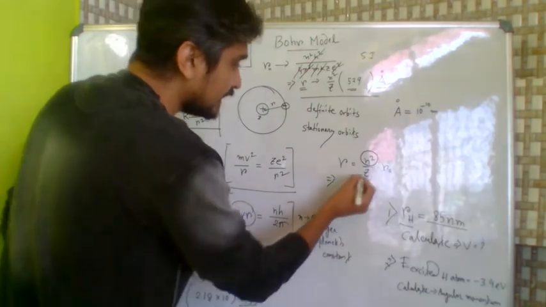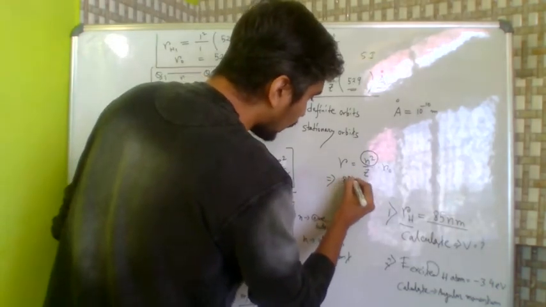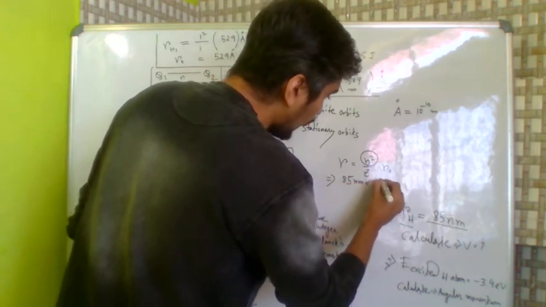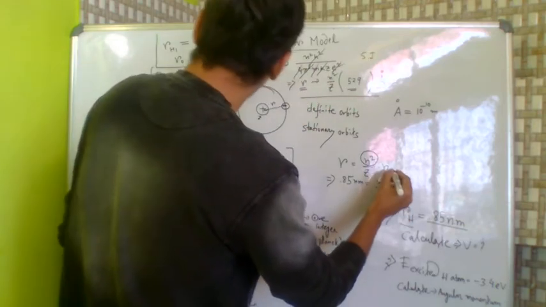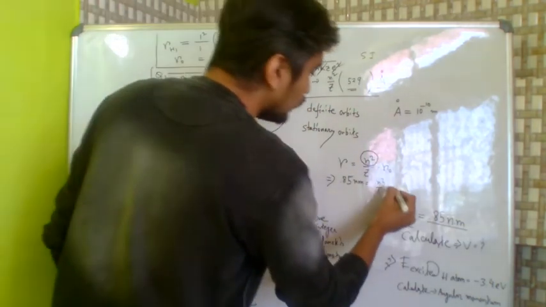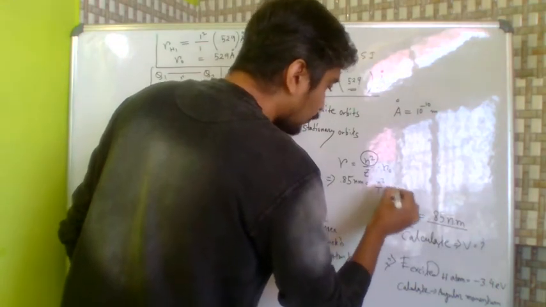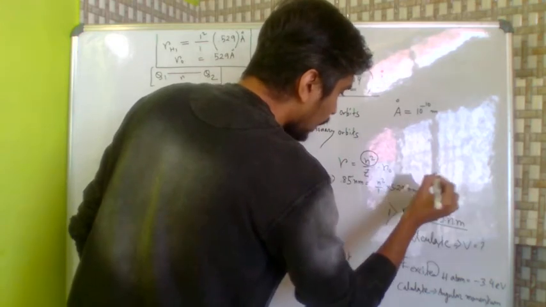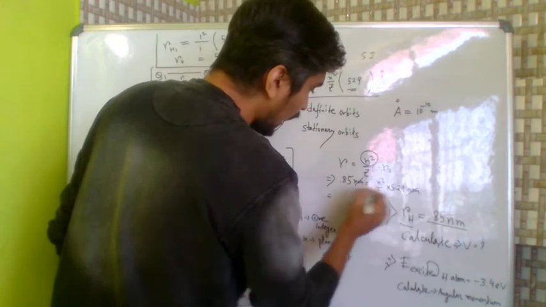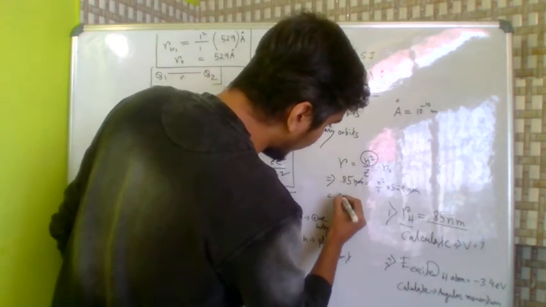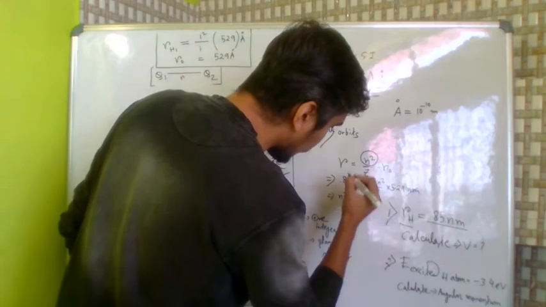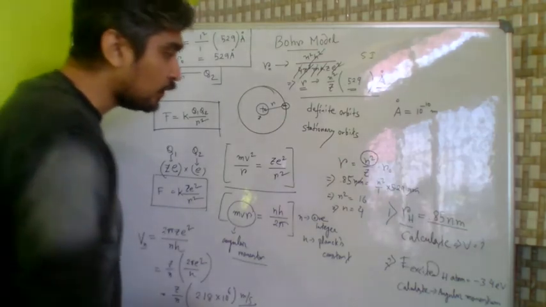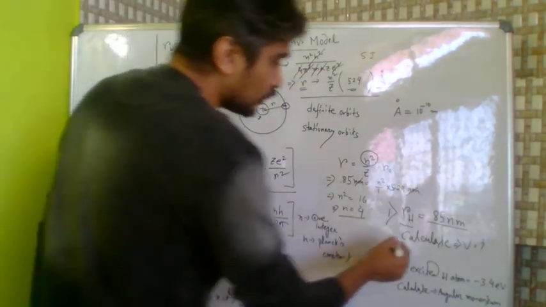Now we have to know what is n, what is the orbit. Z is 1, R is 0.85 nanometers. n squared by 1 into the value of R0, which is 0.529 angstrom, and converting it into nanometers, it is 0.0529 nanometers. So this cancels, and if we solve for n square, it will come 16. n will be 4.